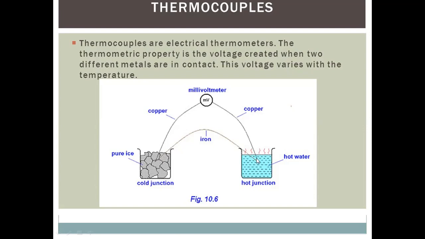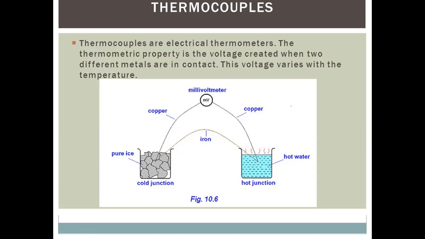And the second meeting point between the two wires is placed inside hot water or a hot object. So we call this side the hot junction. So, cold junction and hot junction. When we have this difference in temperature between the two junctions, we will have a potential difference between the two wires. That's why we will have voltage that will be shown by the millivoltmeter.